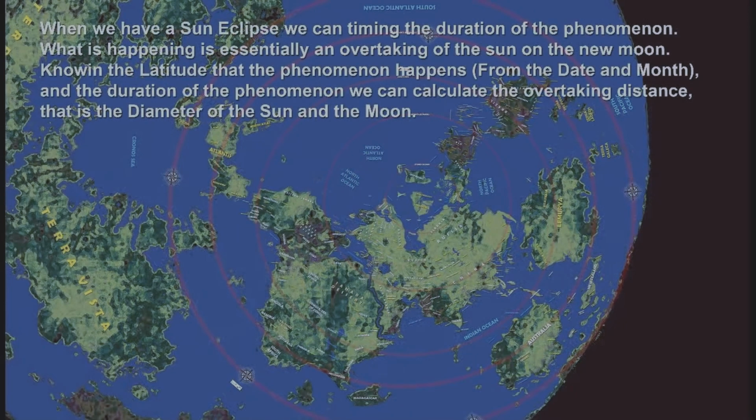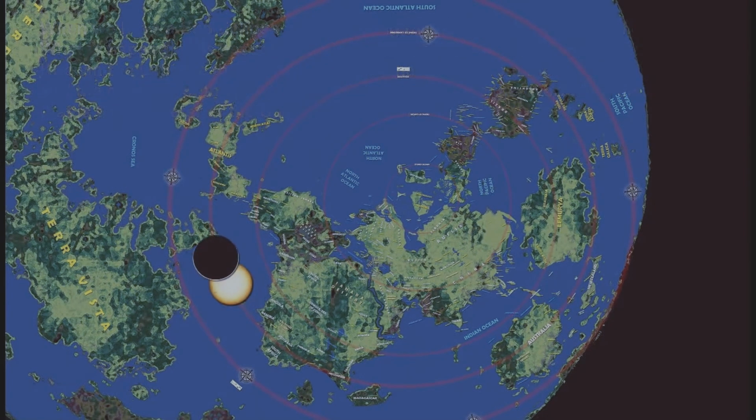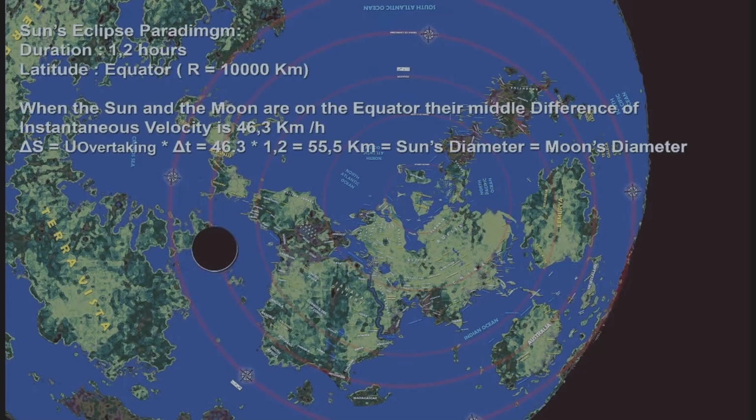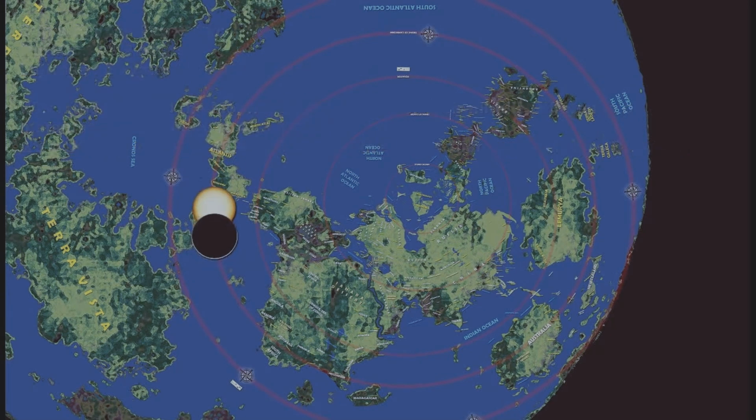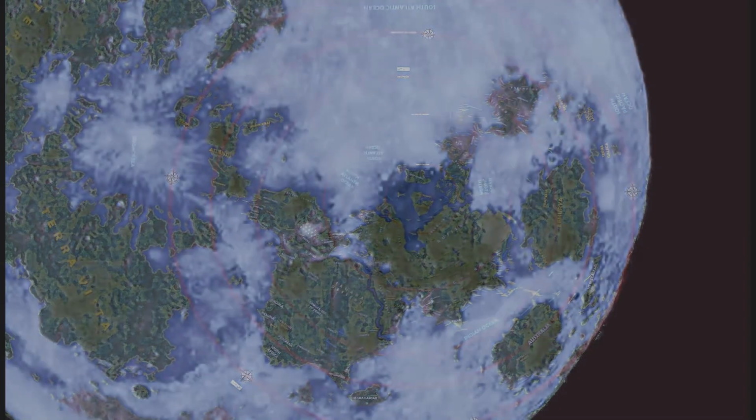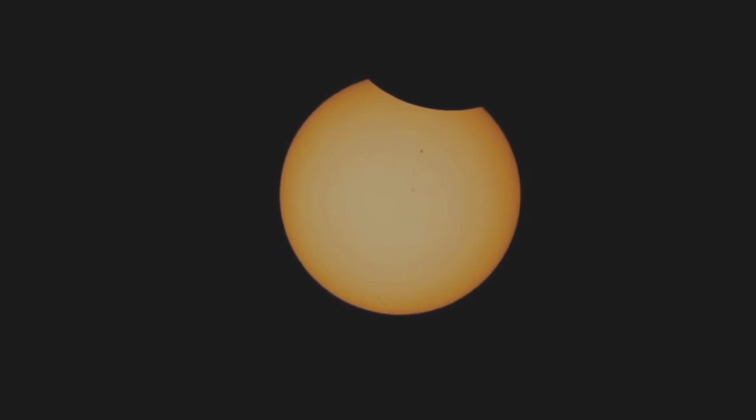What is happening is that the Sun's eclipse phenomenon is essentially an overtaking of the Sun on the new moon. When we have a sun eclipse, we can time the duration of the phenomenon. Knowing the latitude that the phenomenon occurs from the date, as well as the duration of the phenomenon, we can calculate the overtaking distance, which is the diameter of the Sun and the Moon.